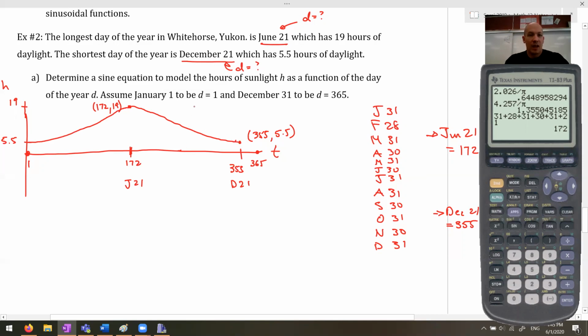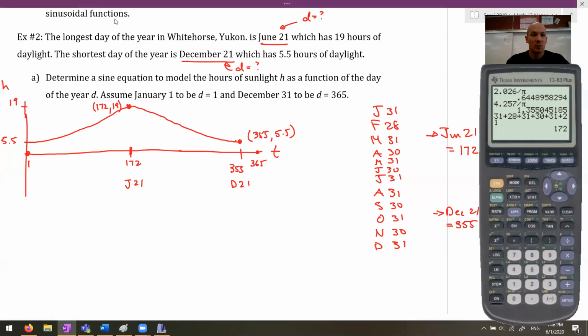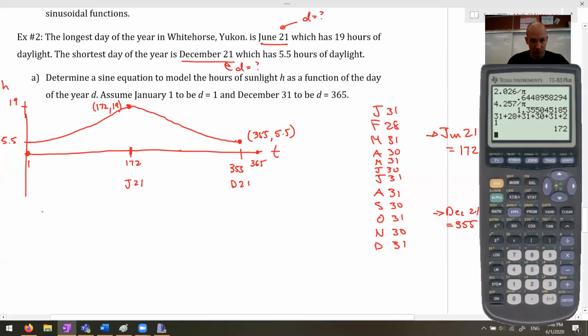All right, so now we have to figure out a sine equation. So we have a rough sketch of a graph. The high point at June 21st and the low point at December 21st. So this actually gives us a lot of information. So I'm going to point something out here. First of all, the period of the graph, this might be common sense, but the period is 365 because that's the length of the year.